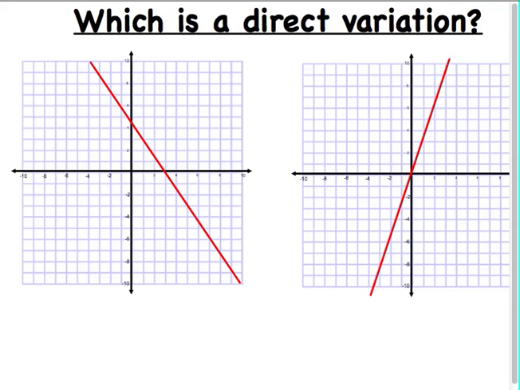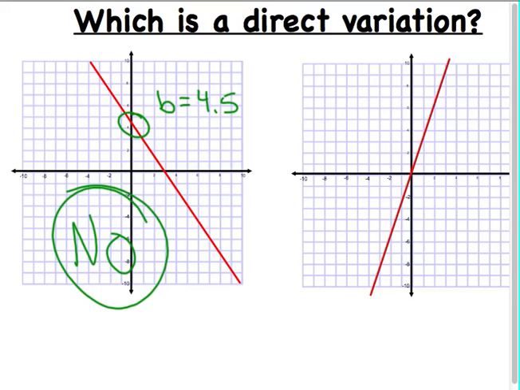Looks like it's 4.5. Yeah, let's say it's. Does it really matter? Even if it's 5, 4, 4.5, what does that tell us about whether it's a direct variation? It's not. So big old no. How about the second one? What's the y-intercept here? 0. So that tells us that it is a direct variation.